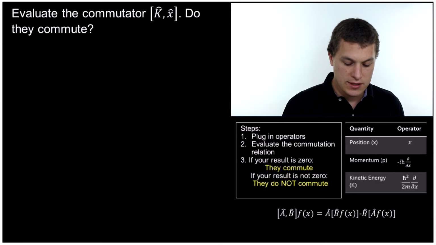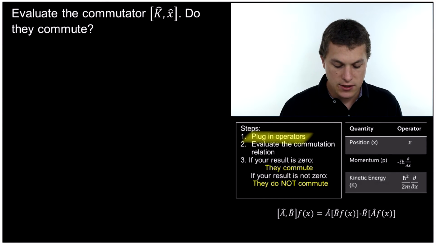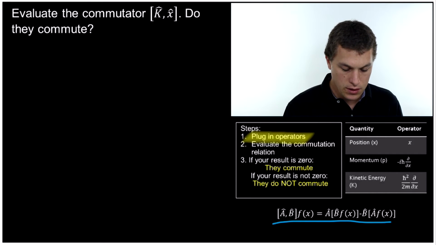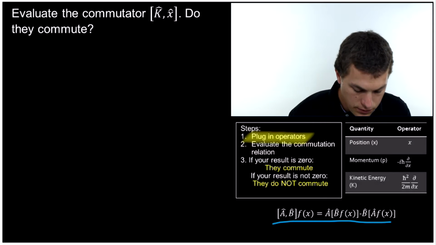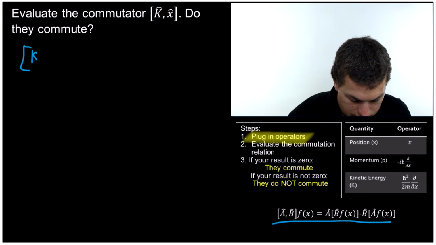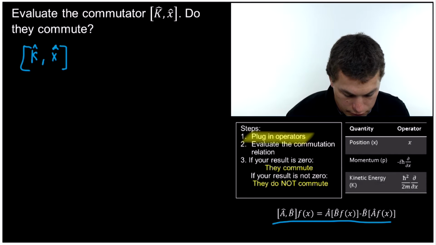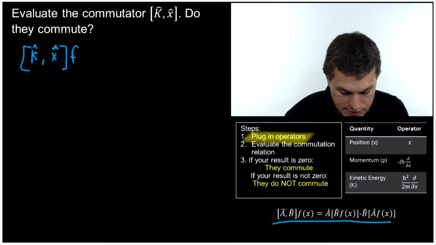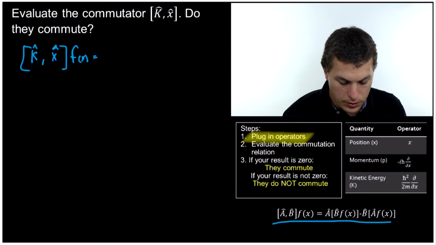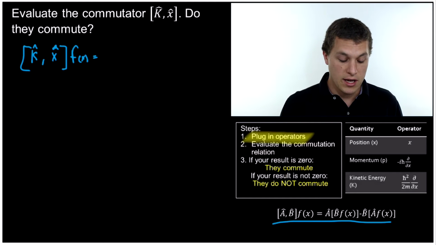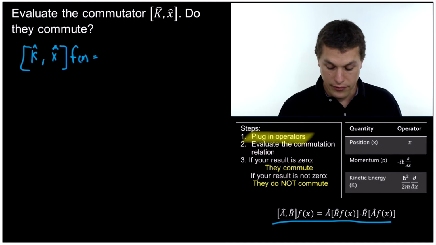Well, I've broken this process down into 3 steps. And the first thing is we're just going to plug in our operators into our expression down there. So we start out with k hat, the operator for momentum, times x hat, the operator for position. And we're going to apply that to some test function, f of x. Now, the only purpose of that test function is to hang around and mark when we take derivatives, when we multiply stuff, and at the end we're going to drop that, and you'll see how that works.